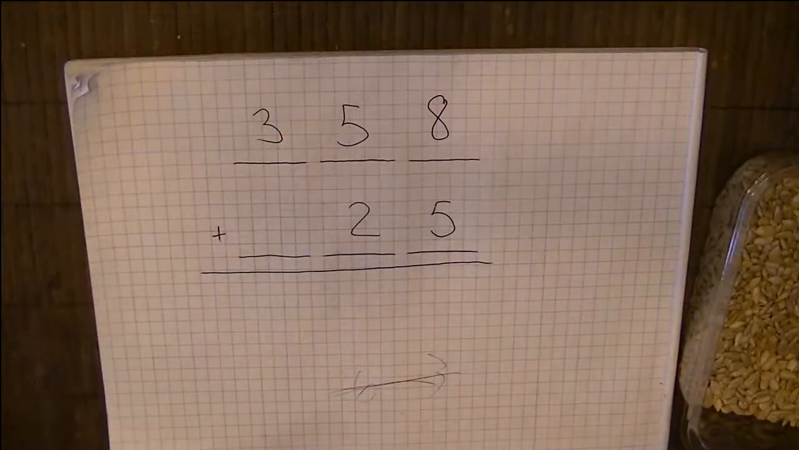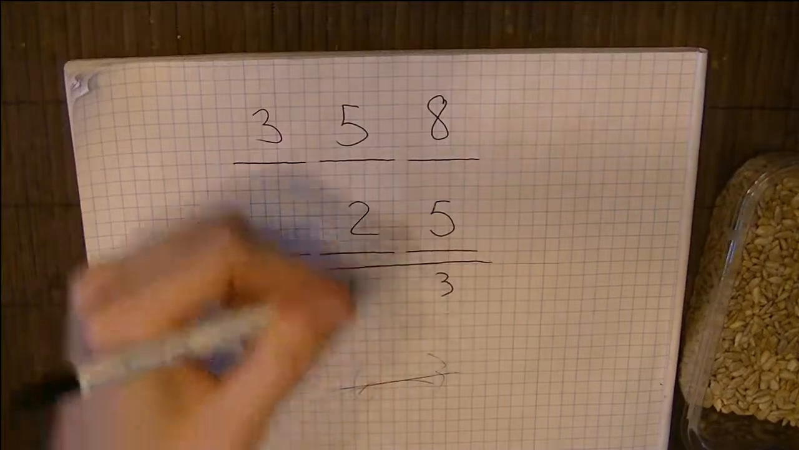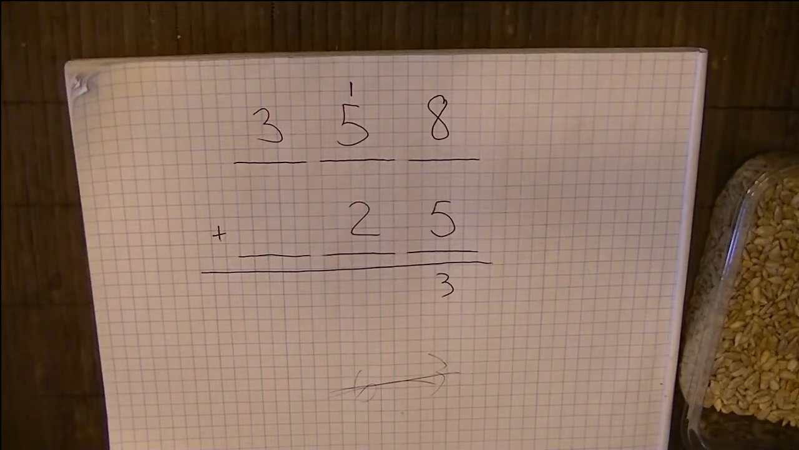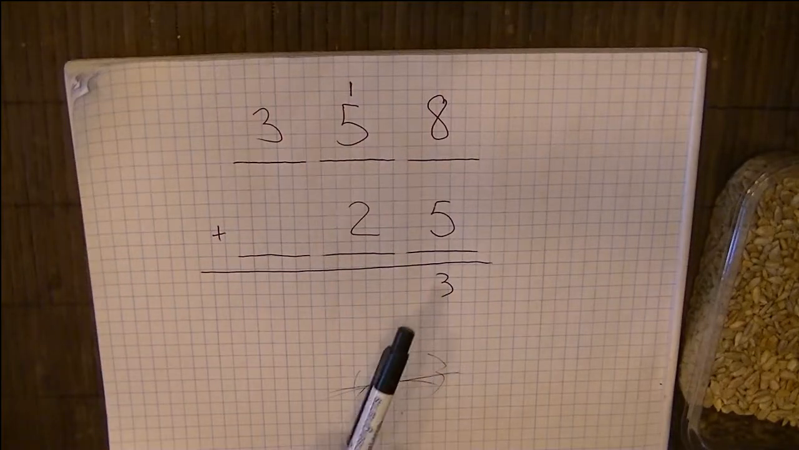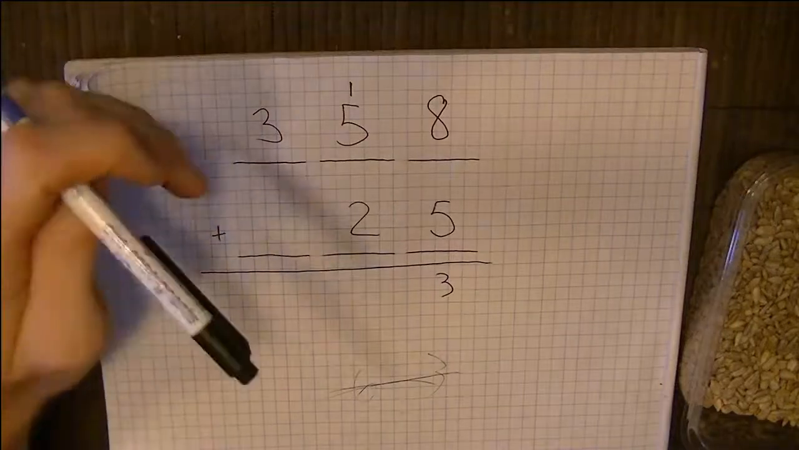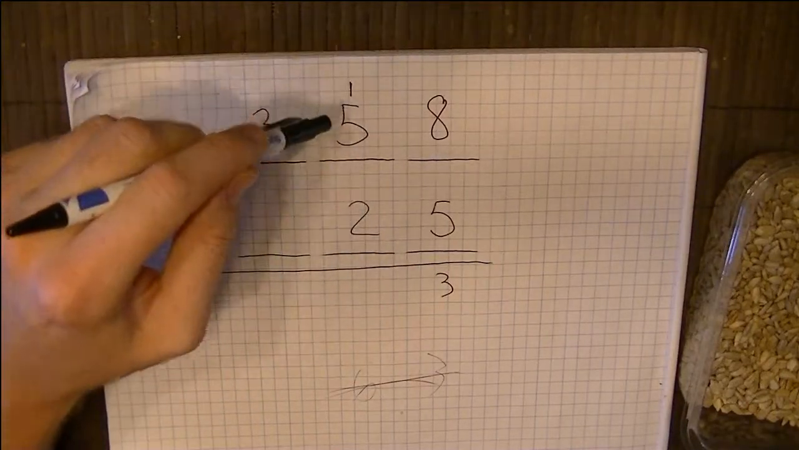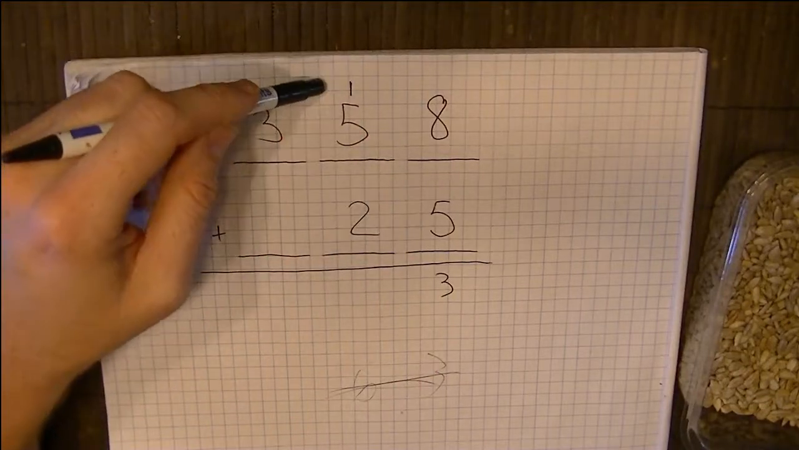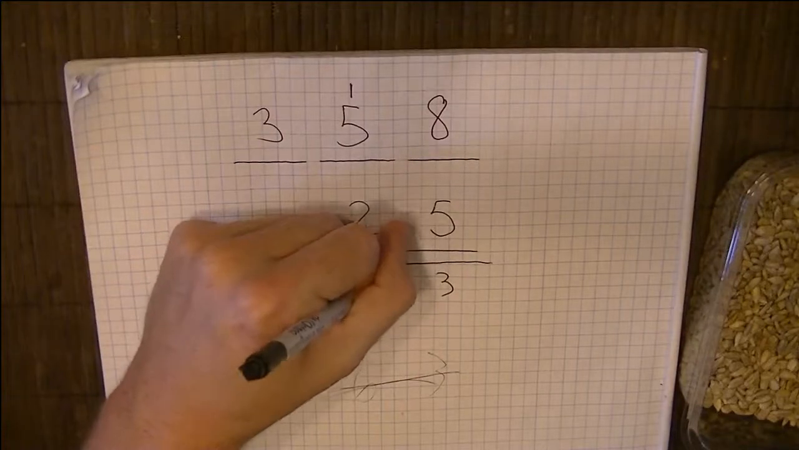All right, so now let's do this. We know that 8 plus 5 is 13. So we put the 3 down here and carry the 1, because that was 3 and 1 ten. And then we take 5 and 2 is 7, and then we add 1 more, because we carried that 1, to get 8.